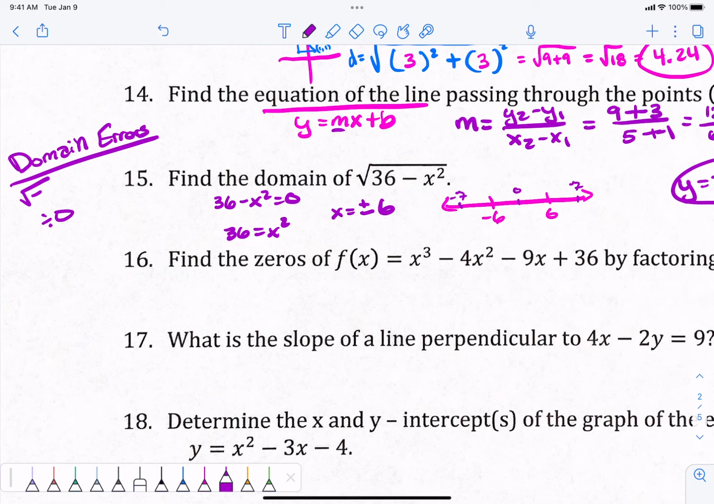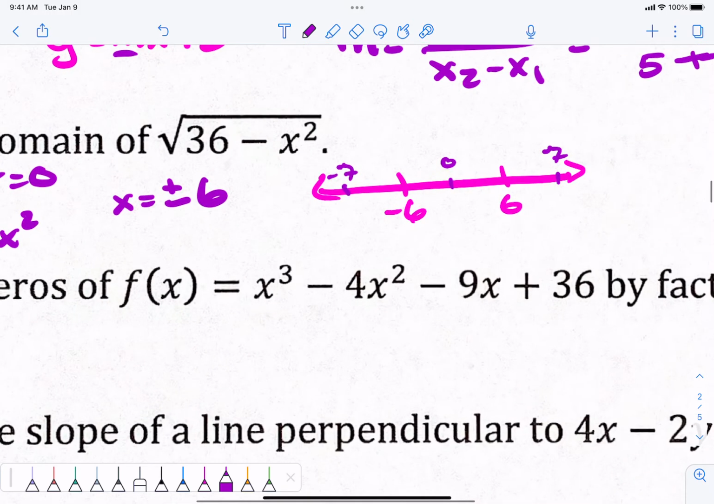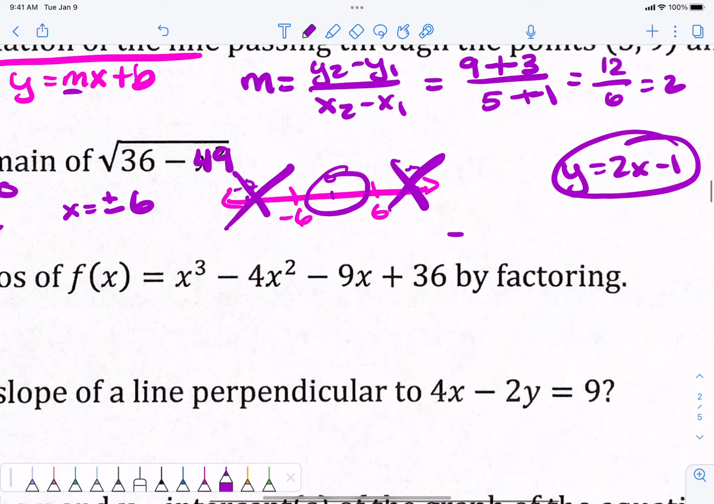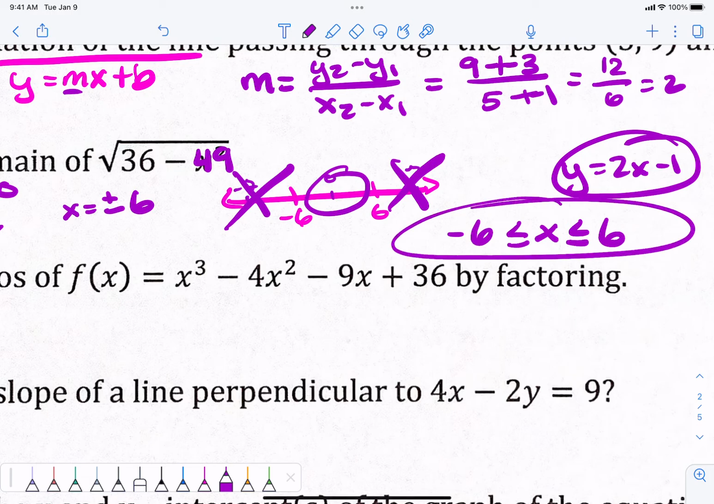Now negative 7 and positive 7 are going to have the same result, right? Because you're squaring it, so it's going to be the same solution. Negative 7 isn't going to work, and neither is positive 7. If we plug 7 in, we'll have 36 minus 49, which is a negative. Bad. But if we plug 0 in, that works. So negative 6 is less than or equal to x is less than or equal to 6. Is it equal to though? Yes, because you can have the square root of 0. So that works, right?